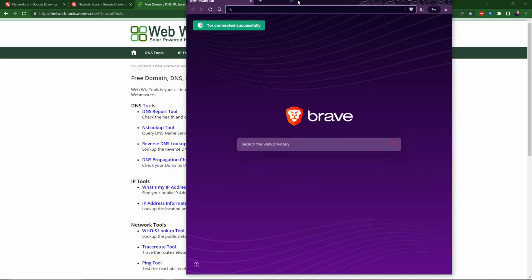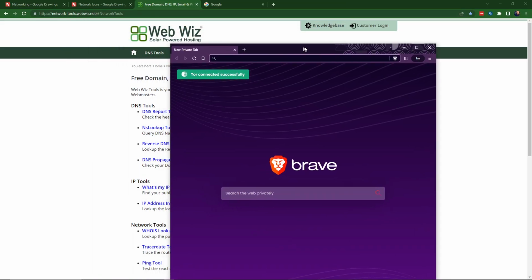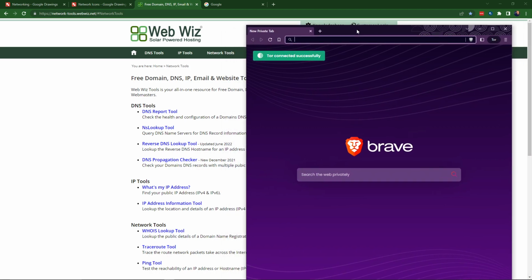here I have a browser called Brave, and I have something called Tor connected right now. Tor uses proxies, effectively a VPN and a proxy. What that does is it is going to hide my IP address. I'm going to use this website right here to actually look up my IP address, and it's probably going to be somewhere else in the world as opposed to where I actually live.